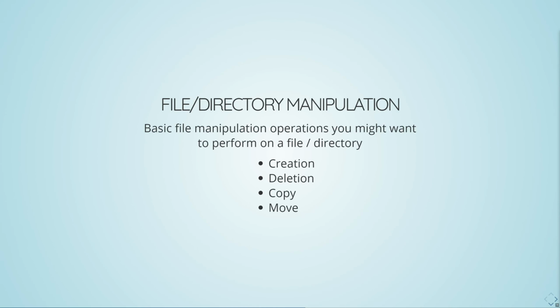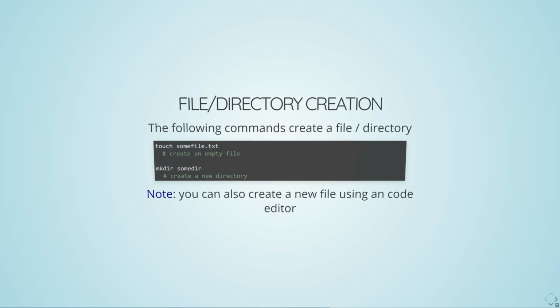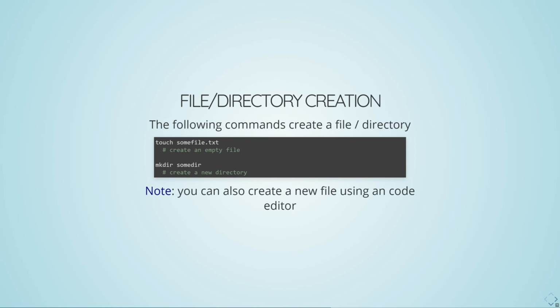Now that we know how to navigate our file system, let's talk about how to actually manipulate it. There are a few basic manipulation operations you might want to perform on files and directories. You might want to create, delete, copy, or move. Let's start with creation. There are two main commands you're going to want to use to create either a file or a directory. The touch command you can use to create an empty file.